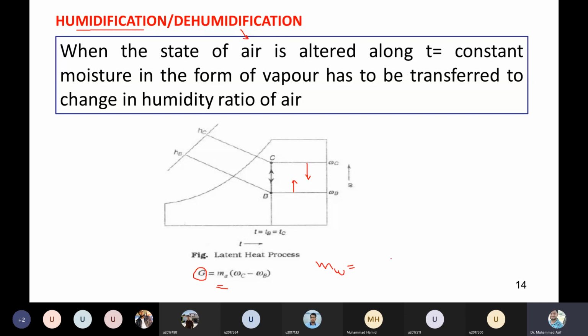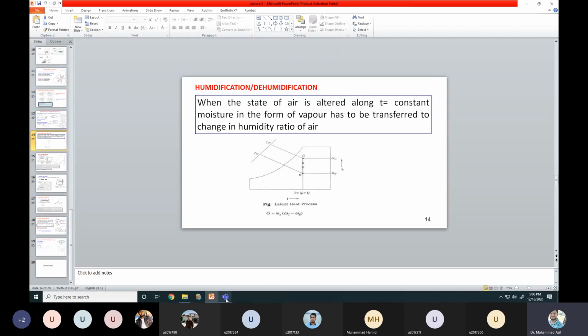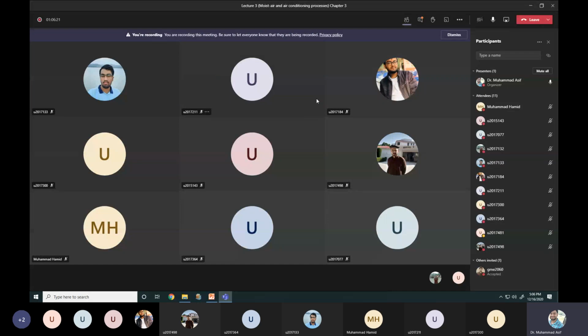That will always be equal to the difference of the humidity ratio, let's say omega C minus omega B, right? Since the specific humidity has the unit of kg of water vapors per kg of the dry air, if you multiply with the mass of the dry air, then instead of per kg, you have multiplied by the mass of the dry air. So that will give you the mass of the water vapors only, right? I hope you understand. If you have any question, you can ask me. I hope that is clear to everyone.